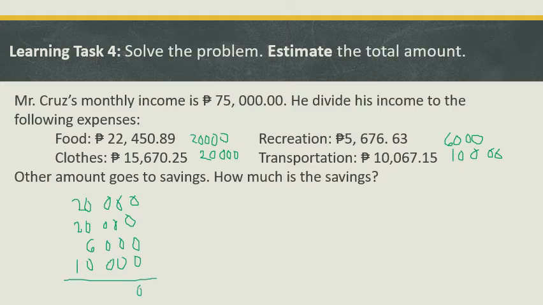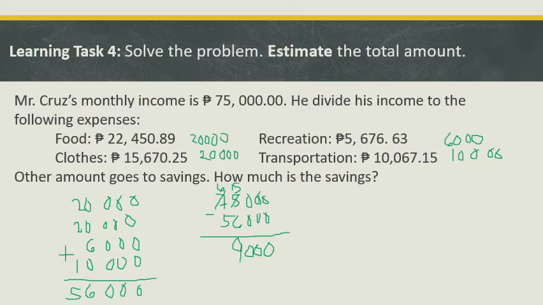Okay? So, since ito is 0, 0, 0, then ito is 6, then 2 plus 2 is 4, plus 1 is 5. So, 56,000. So, subtract natin yung 75,000 sa 56,000. Ito ay add kanina, so subtract natin. So, 0, 0, then 5 minus 6 cannot be. So, ito ay magiging 15. Ito ay magiging 6. Okay, 15 minus 6 is 9. Then, 6 minus 5 is 1. So, ibig sabihin, ang napupunta sa savings is 19,000 pesos.